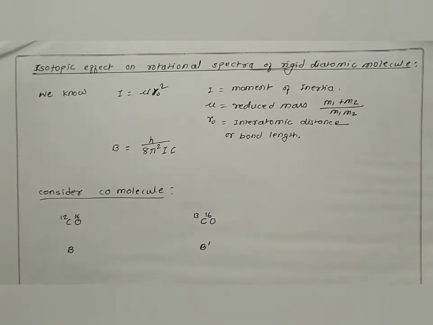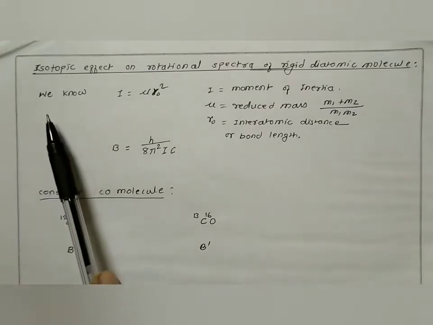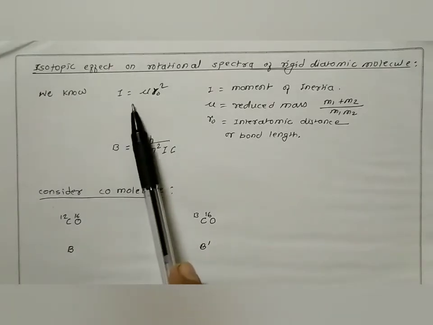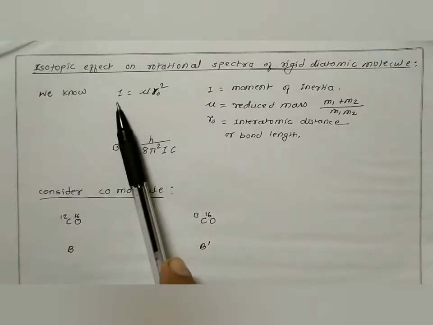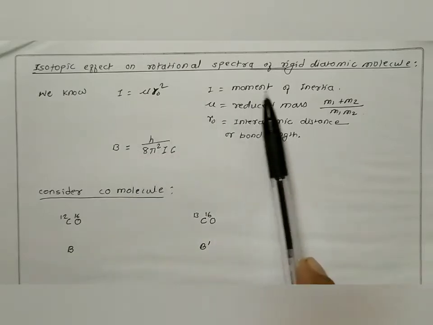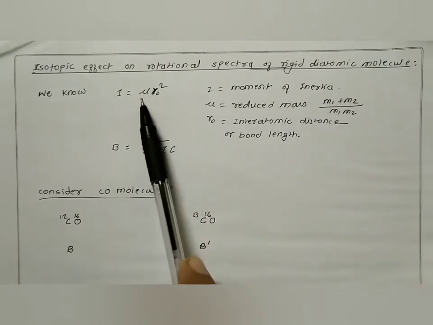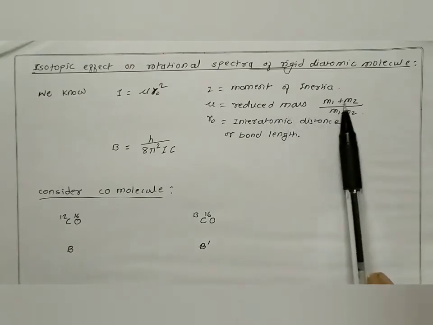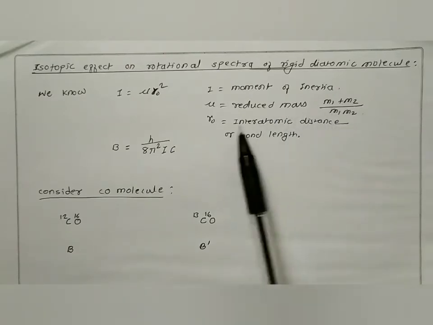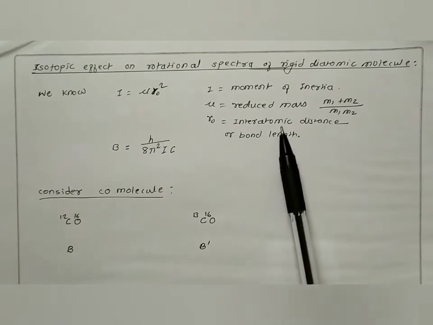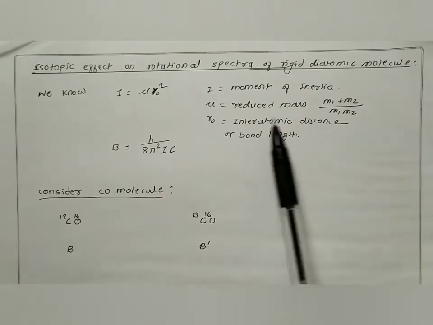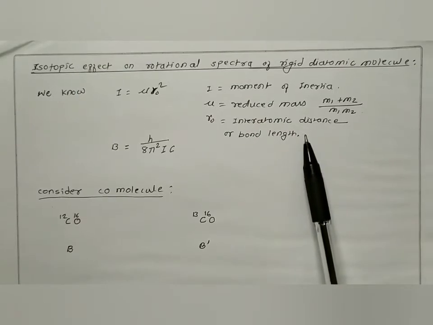Today in this video we are going to learn the isotopic effect on rotational spectra of a rigid diatomic molecule. As we know, we derived I is equal to mu r0 square, where I is the moment of inertia, mu is the reduced mass, which is m1 m2 upon m1 plus m2, and r0 is the interatomic distance or internuclear distance or bond length.